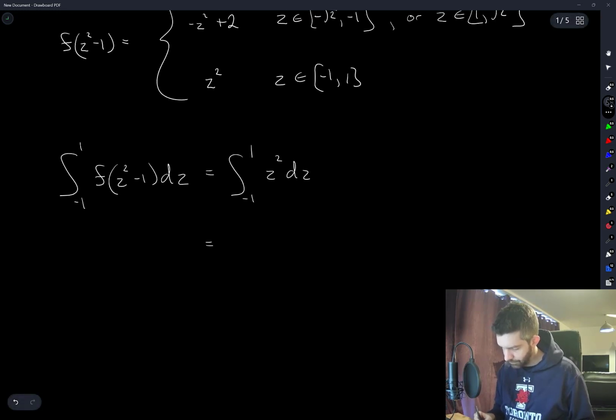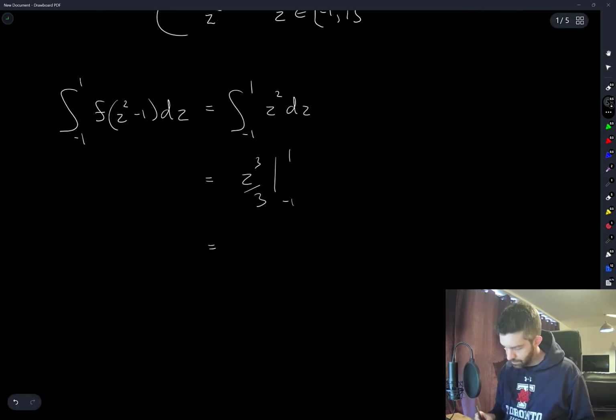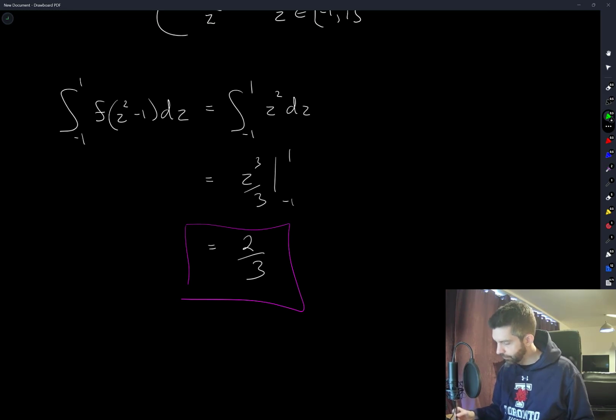So this is, of course, just z cubed over 3 evaluated at -1 and 1. So this should be 2 over 3. I hope this is one of the answers. And it is. This is option D.